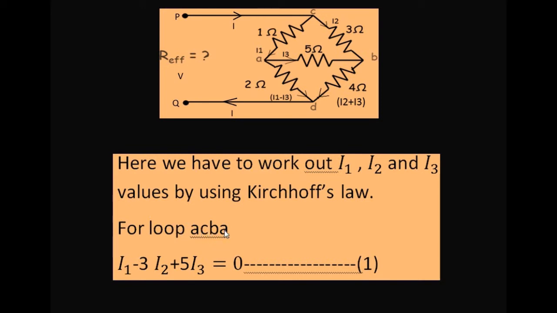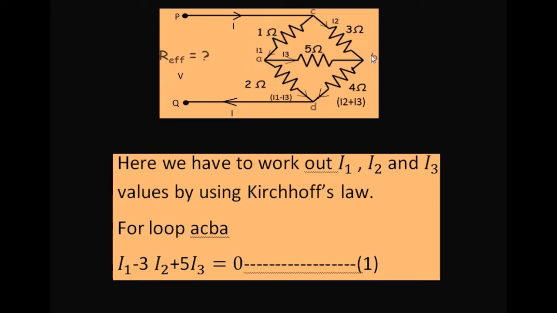First we will take the loop A, C, B, A. Let us look at the loop A, C, B, and back to A. So here from A to C, we are measuring the potential difference opposite to the direction of the current. So that will be 1 I1, that is positive. Then from C to B, we measure the potential difference in the direction of the current. So that will be negative. So 3 I2 will be negative. So you will get minus 3 I2.